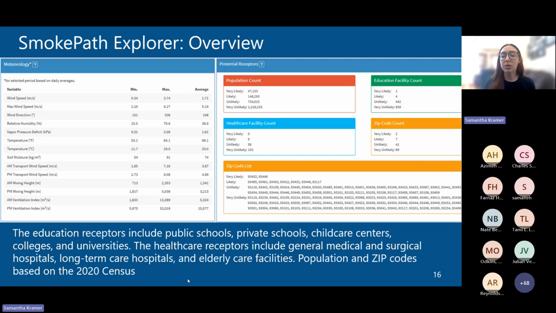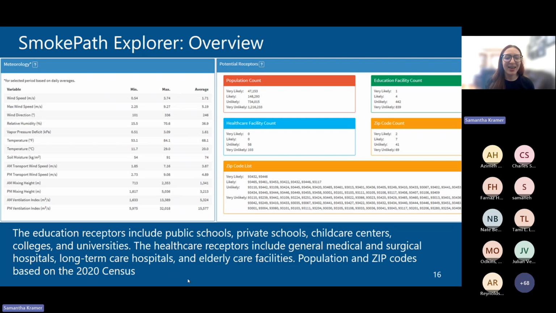So for those contours that we just looked at, where you have everything from very unlikely to very likely, you get a sum of the number of these facilities that might be impacted, and you also get a direct zip code list. So again, when you're comparing different times of year for a burn at a specific location, you can play around with the different months or a different week to see if you're less likely to impact education and healthcare facilities if you choose that week and that burn fire weather regime.